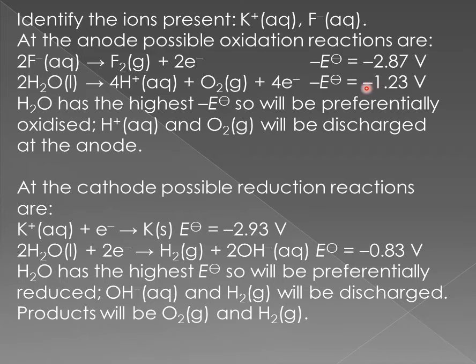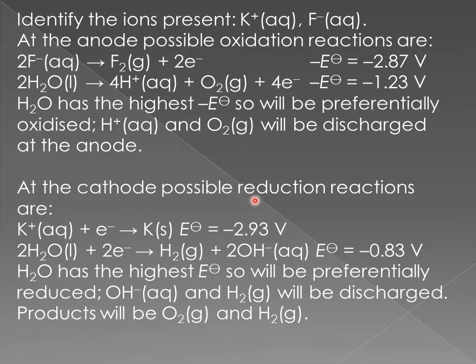Which is higher? The higher is water because it's negative 1.23, while fluoride is negative 2.87. So the water value is higher. So it's more preferable to be oxidized, and this is what will happen at the anode. Water will be oxidized, not the fluoride, and oxygen will be discharged at the anode, and H+.